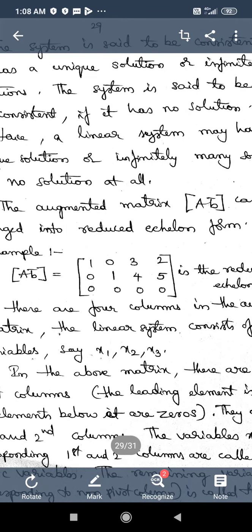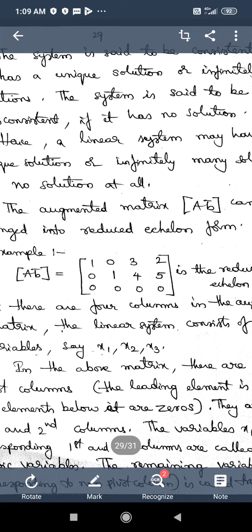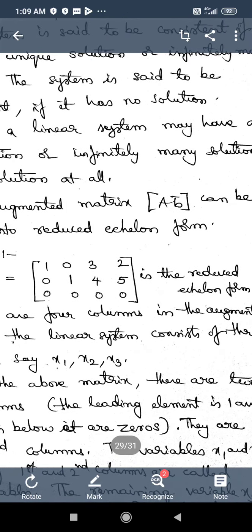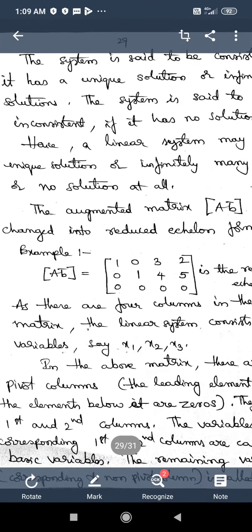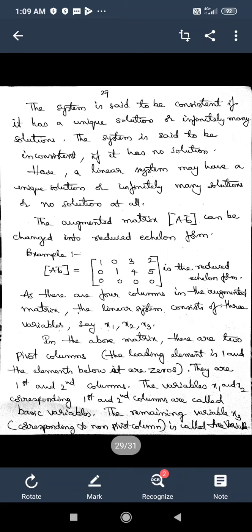By taking an example, let us define what basic variables and free variables are. Free variables is a term that we need in the later chapters of linear algebra. Here I am taking [A|B], the augmented matrix, as some matrix, and it is already in reduced echelon form. As there are 4 columns in the matrix, the linear system consists of 3 variables, say x1, x2, x3.